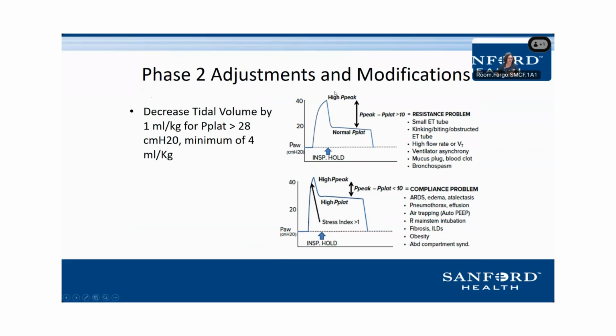Some things that can cause really high peak pressures but low plateau pressures include really small ET tubes, mucus plugs, and bronchospasm could cause that as well.